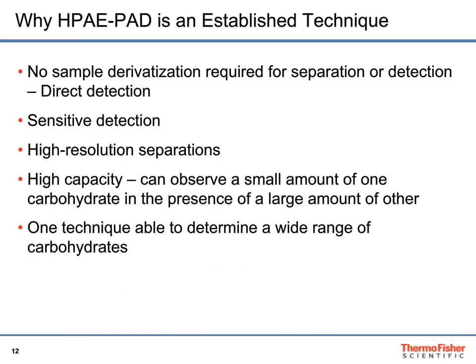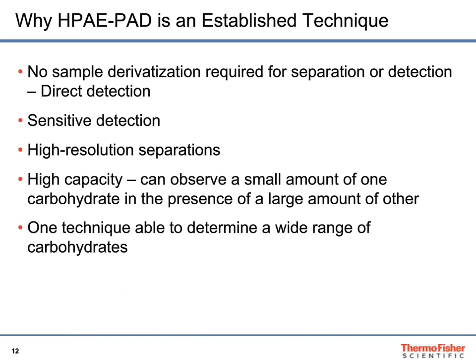And for applications outside of glycoprotein analysis, there are many other cases where we're in a high abundance of one sugar, we're looking for a small amount of another sugar, in the case where that small amount is a critical component. We're not going to talk about any of that today, but this is, again, one of the things that made this technique well established.